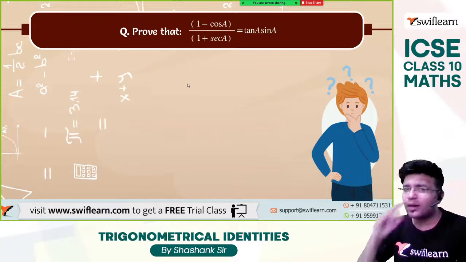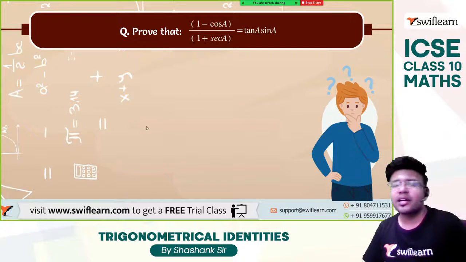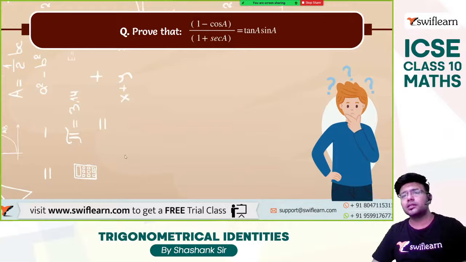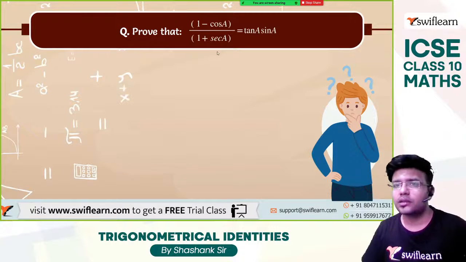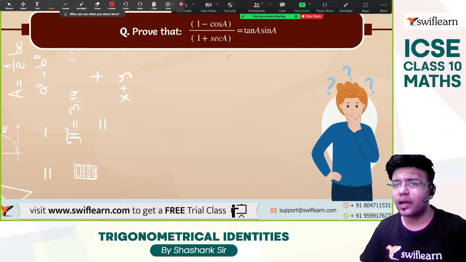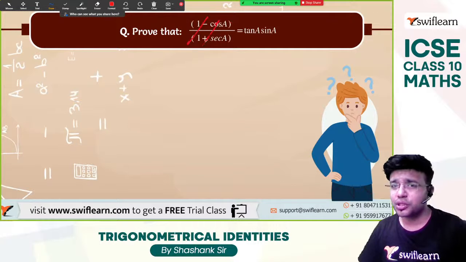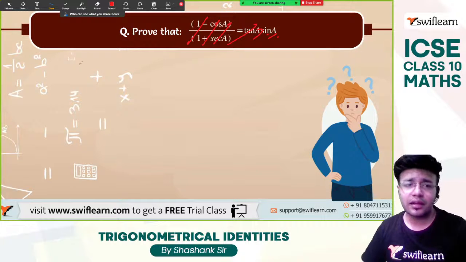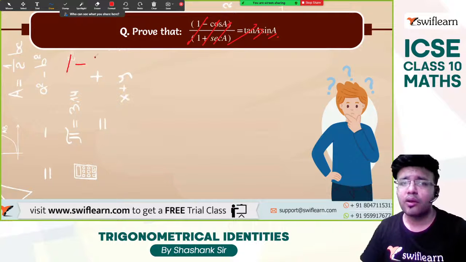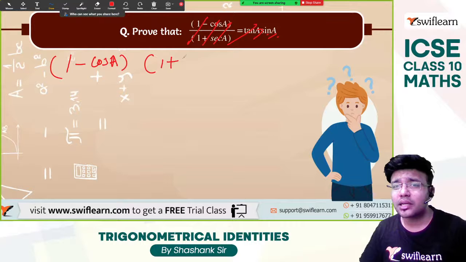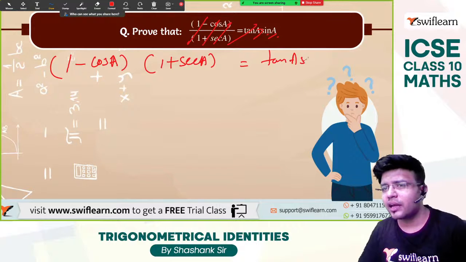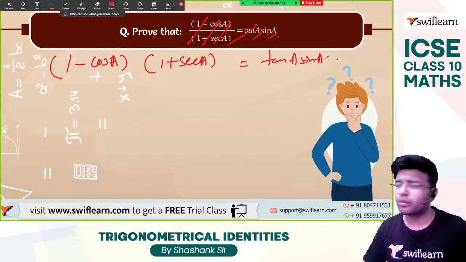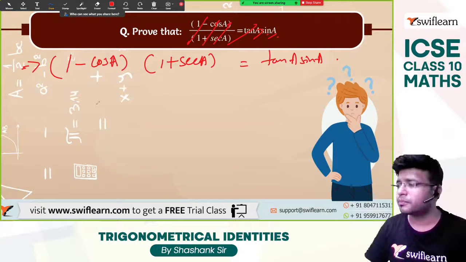Prove that (1 minus cos A) divided by (1 plus sec A) is equal to tan A sin A. I was checking this. The question is wrong. I'll give you the right question. Prove that (1 minus cos A) into (1 plus sec A) is equal to tan A sin A. I've checked this. This problem was wrong, and this is the right problem.